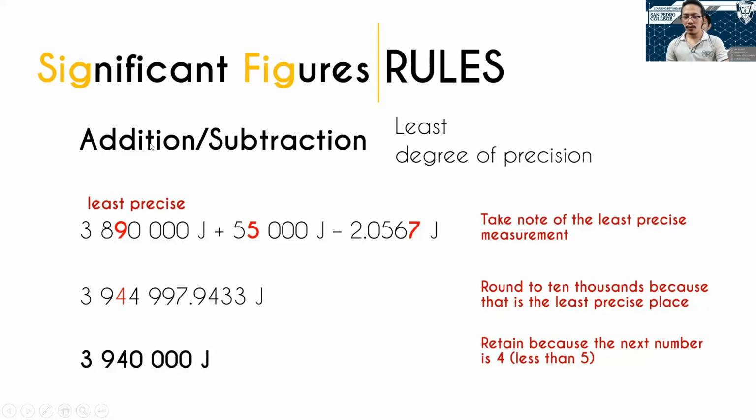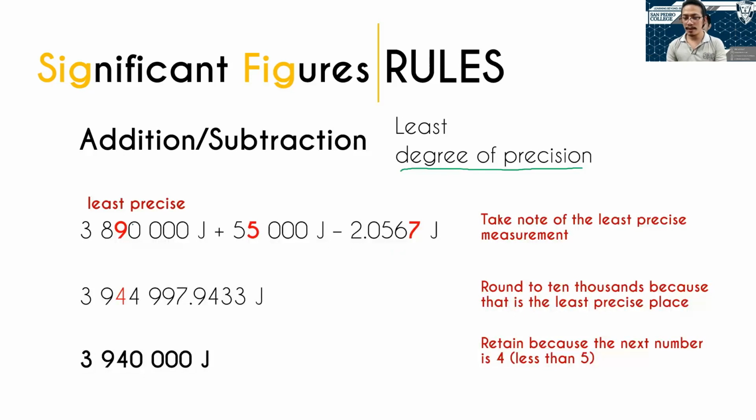Now, if we are going to add or subtract, take note of the operations. If we are going to add or subtract, the rule is we will follow the least degree of precision. Ayan. Least degree of precision. You are already introduced kung ano yung ibig sabihin ng precision ng instrument. Yung estimates. Okay? Yung pinaka-least na estimates. For example, anong ibig sabihin ng least degree of precision, sir? For example, we are going to add 3,890,000 joules plus 55,000 joules minus 2.0567 joules.